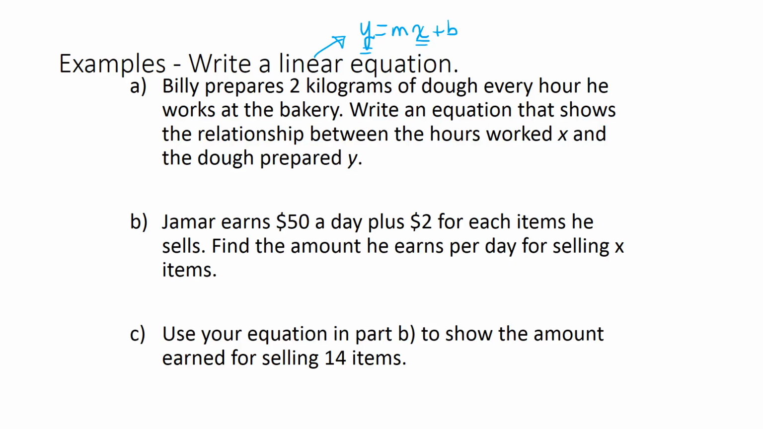So the dough prepared depends on the number of hours worked, right? So we know that if he did 2 kilograms every hour and worked X hours, we would do 2 times X, which we would just write as 2X, right? If we worked 4 hours, we would say 8 kilograms, because that would be 2 times 4. 10 hours, 2 times 10, right? That's how we would get the answer. So we know that our linear equation is y equals 2X.